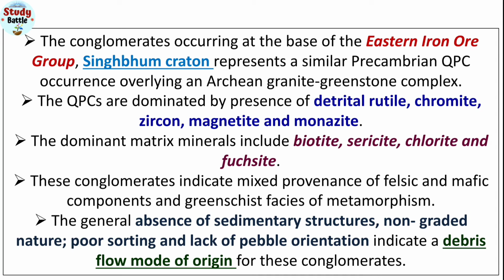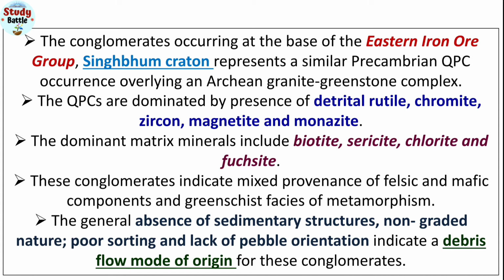And the conglomerate occurring at the base of the Eastern Iron Ore Supergroup in the Singhbhum Craton represents a similar Precambrian QPC, which overlies the Archean granite-greenstone complexes. In the Iron Ore Supergroup in the Singhbhum Craton, these rocks have been identified, and they are generally dominated by the presence of detrital rutile, chromite, zircon, magnetite and monazite. These are the economic minerals which we are getting in the Singhbhum Craton.